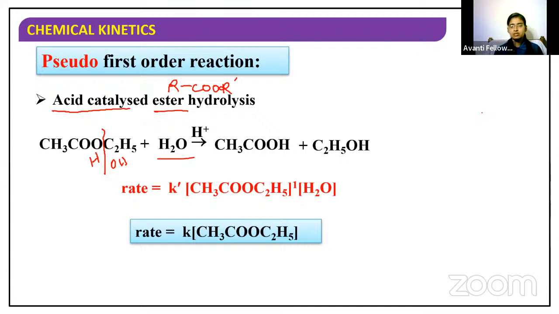Clear for all of you? The pseudo first order reaction and their examples. Do any of you have any doubt? Okay, only Sakshi is responding. What about others? Oh, very good students. Thank you.